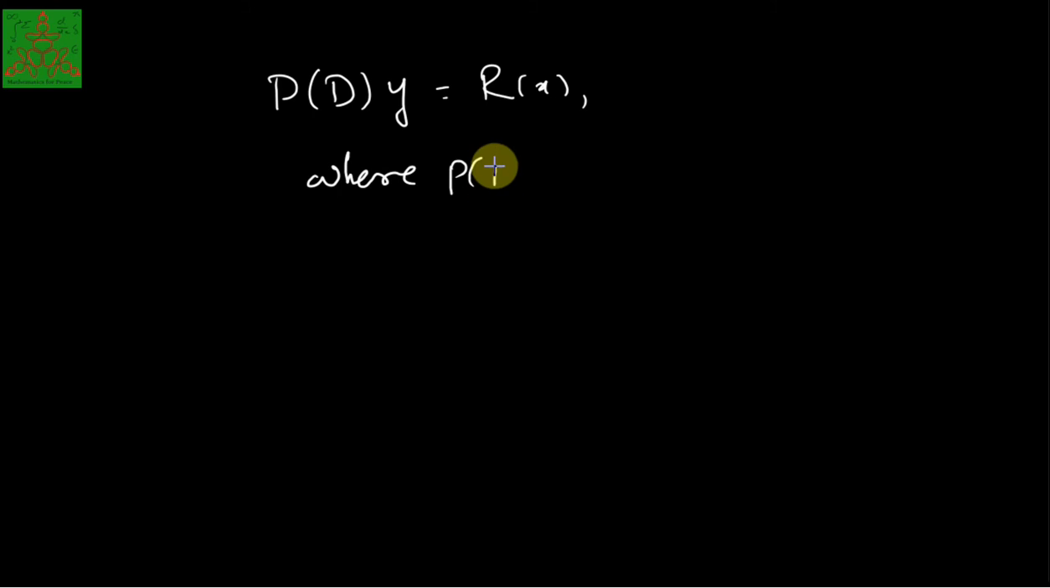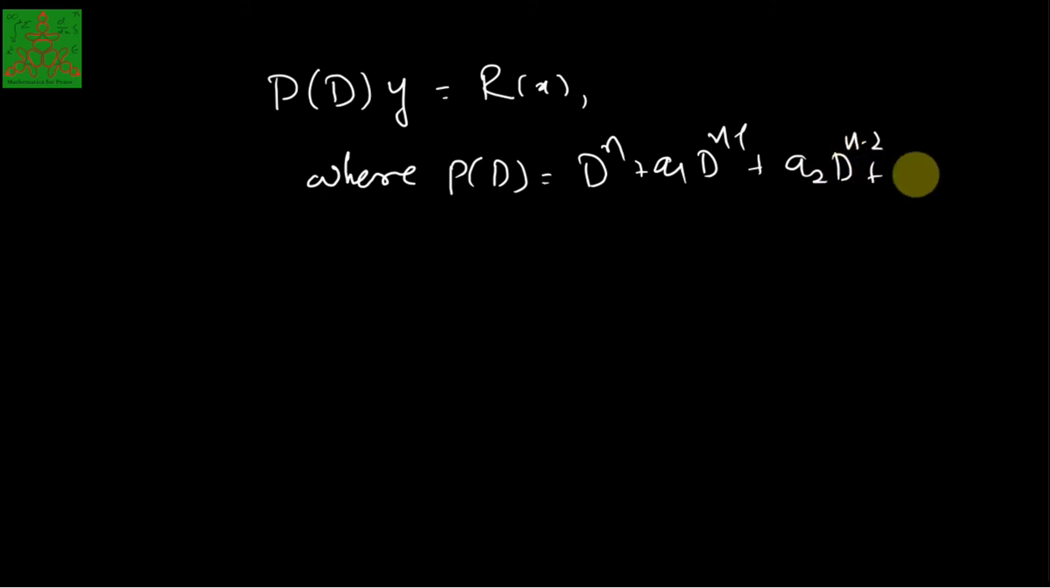where P of D is D^n plus a1 D^(n-1) plus a2 D^(n-2), and so on, up to an. In this manner we have assumed P of D as a polynomial function in D. And now we can write down the auxiliary equation.